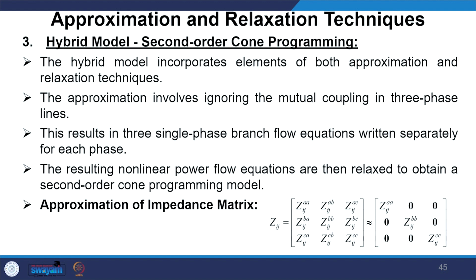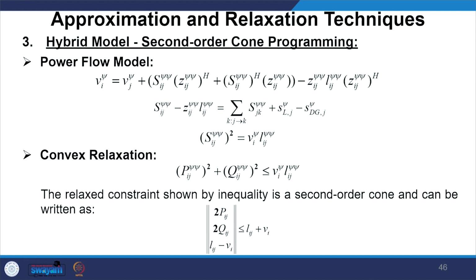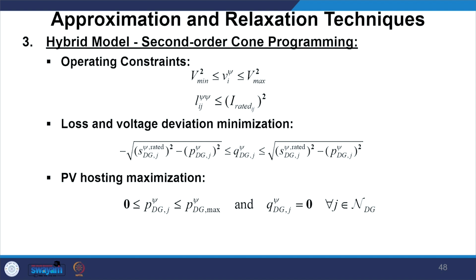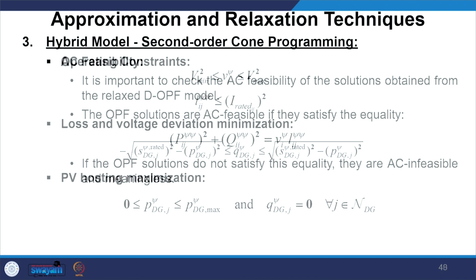So, approximation of impedance matrix and then power flow model, convex relaxation model, and finally, we talk about an objective function, power flow constraints, operating constraints, loss and voltage deviation minimization, PV hosting maximization.